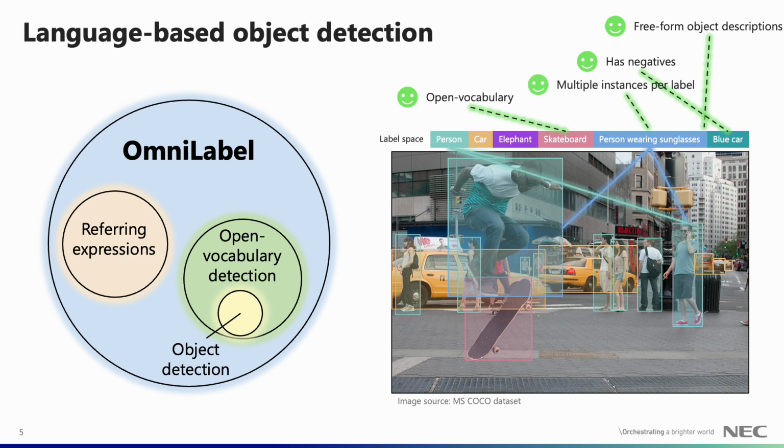Third, object descriptions can refer to not only a single, but multiple objects in the scene, like a person wearing sunglasses.